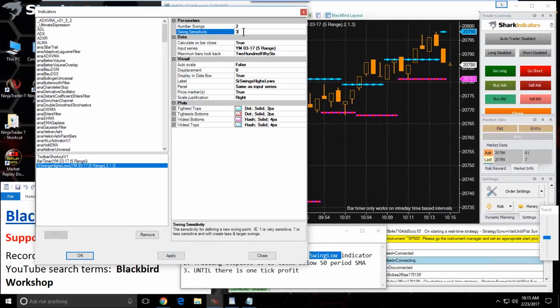And the swing sensitivity, I'm just going to leave it default because that's obviously totally up to the trader to decide how sensitive they want these swing points to be detected. If you guys want to learn more about the swing highs lows indicator, in our documentation there's a page on these free indicators that have been included with BlackBird and Bloodhound.